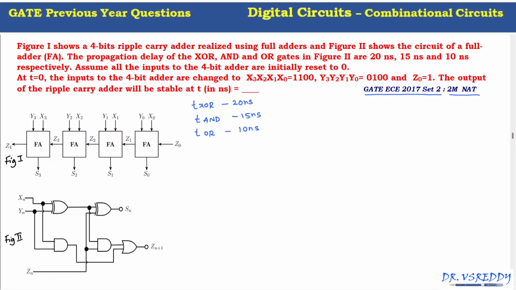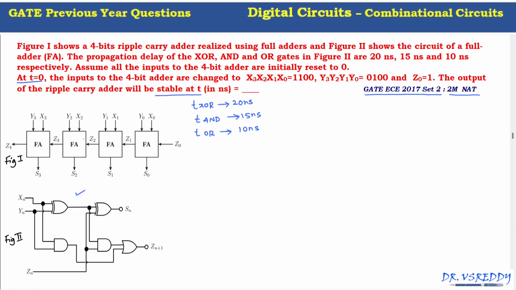Initially all inputs are 0. At t equal to 0, the inputs to the 4-bit adder are changed. X is 1100, Y is 0100 and z0 is 1. The output of the ripple carry adder will be stable at t equal to what? So this is the 4-bit ripple carry adder, and this is the full adder circuit.